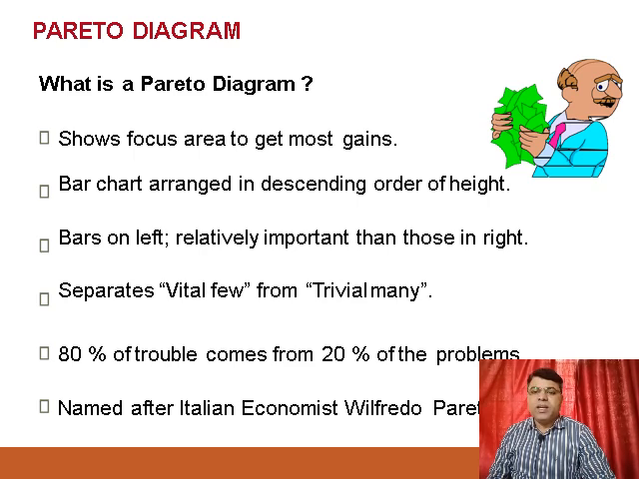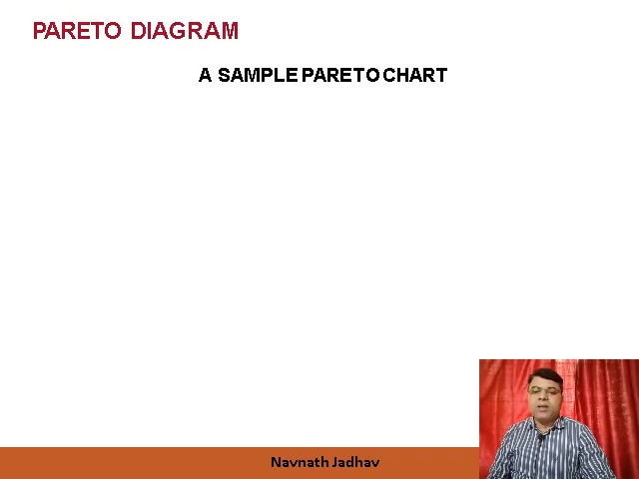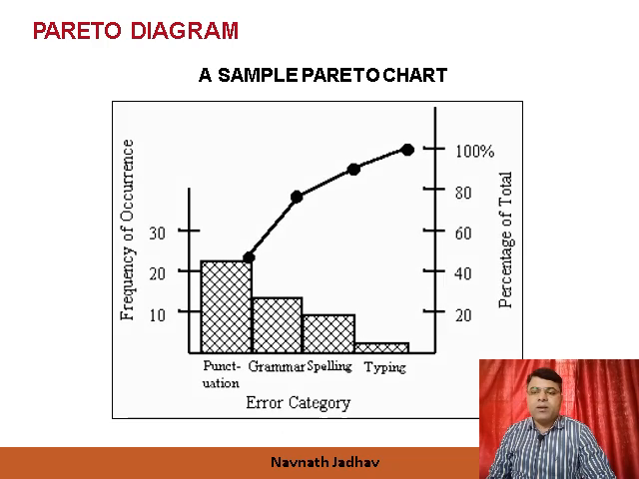So this is a very important tool to make the judgment or make the data in a proper way to find out or to solve problems within very less time. So this is a sample Pareto chart. In this, error categories are there: punctuation, grammar, spelling, typing.